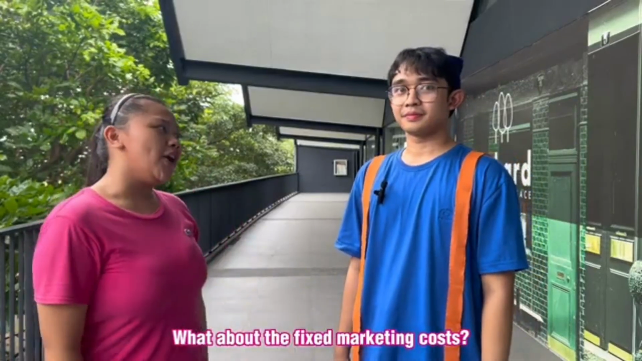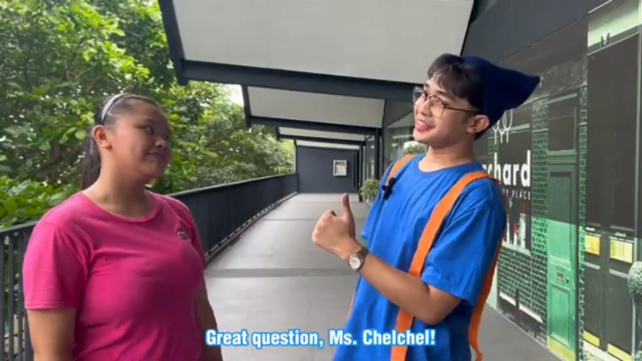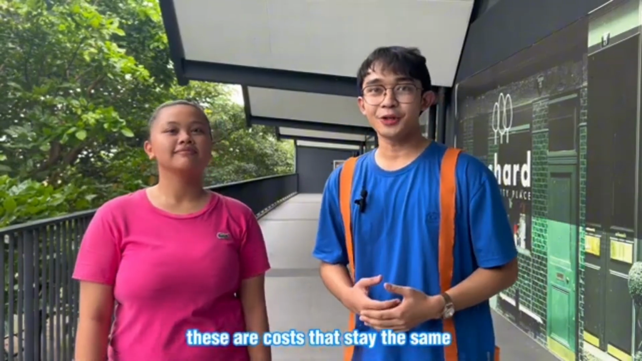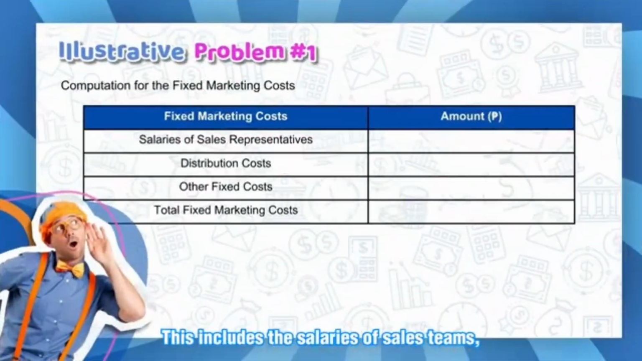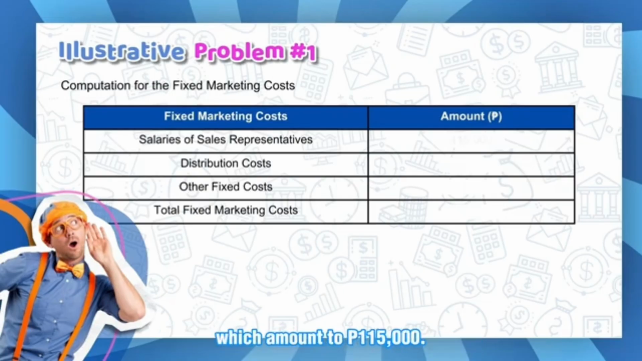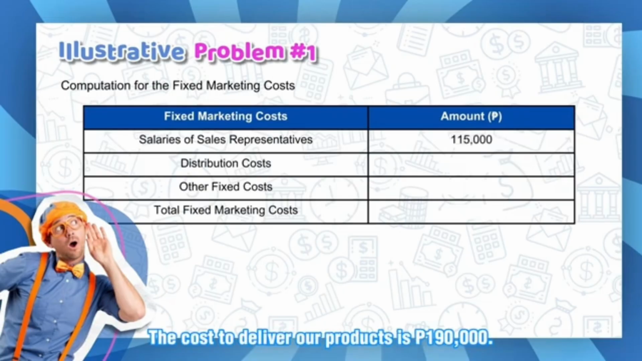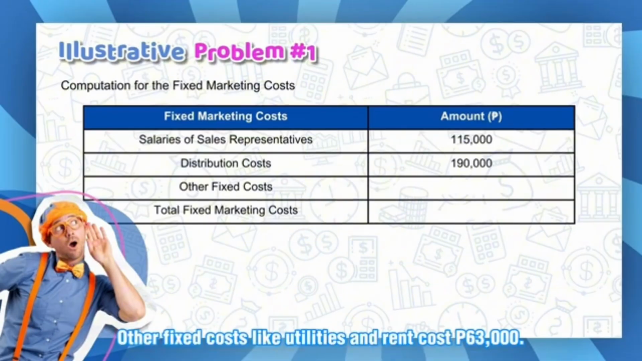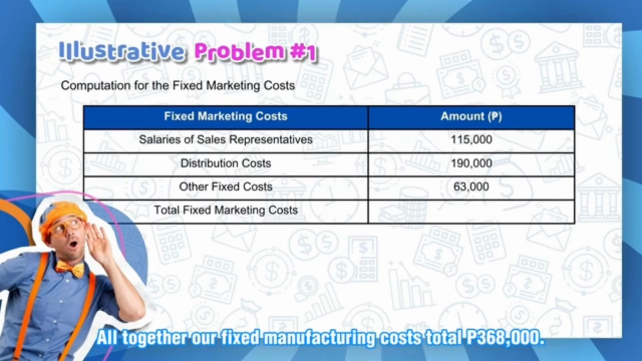But wait, what about the fixed marketing costs? Great question, Miss Chelchel. As for the fixed costs, these are costs that stay the same no matter how much we sell. This includes the salaries of sales teams, which amount to 115,000 pesos. The cost to deliver our products is 190,000 pesos. Other fixed costs like utilities and rent cost 63,000 pesos. Altogether, our fixed manufacturing costs total 368,000 pesos.